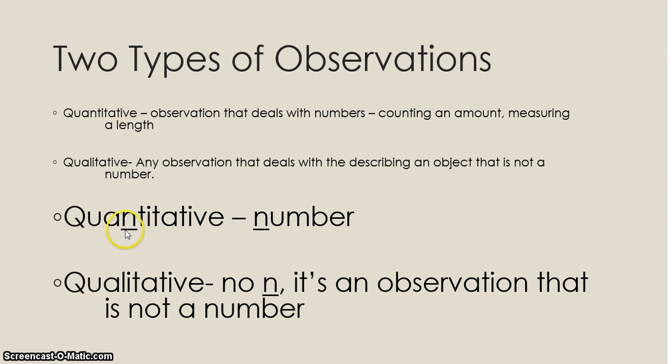An easy way to remember quantitative is that it has an N. Quantitative, number. The word qualitative does not have an N in it. So it's an observation that is not in the form of a number. Okay, so quantitative, number. Qualitative, no N. It's not dealing with a number.